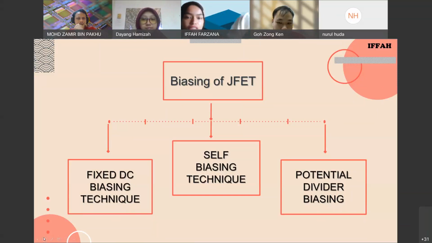My name is Sifa. In this part, we will look at the different biasing methods used for JFETs and their relative parameters. For biasing a JFET, there are different techniques used to bias it in a proper manner. From the various techniques, three are widely used: fixed DC biasing, self-biasing, and potential divider biasing.